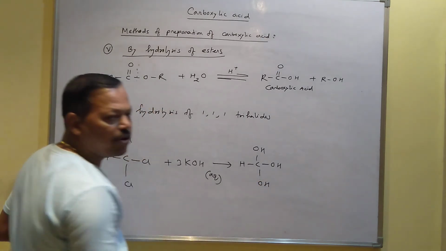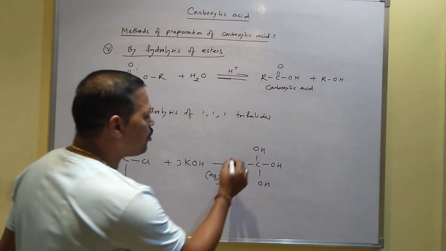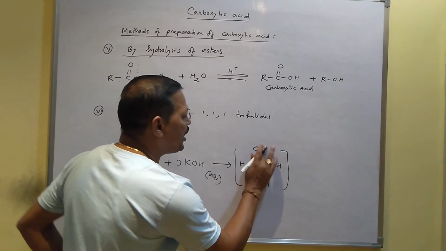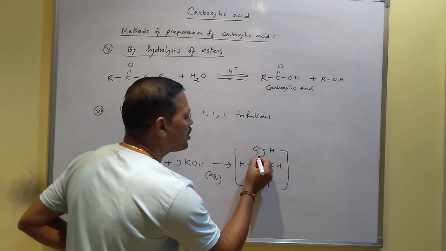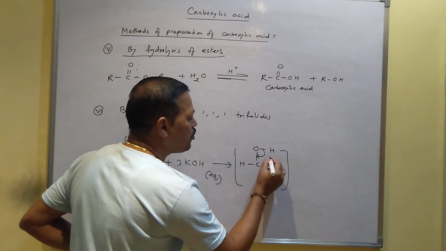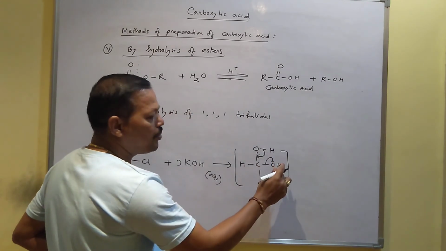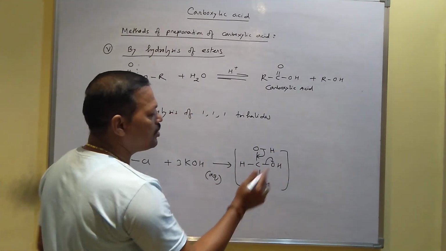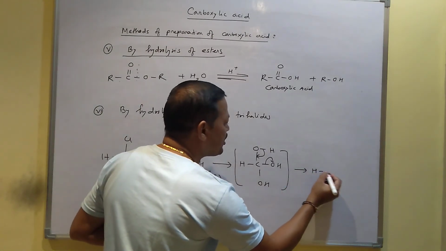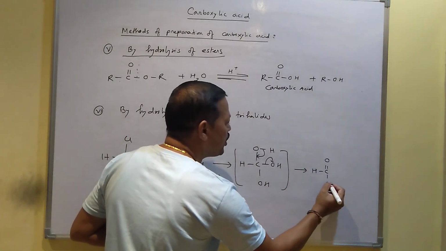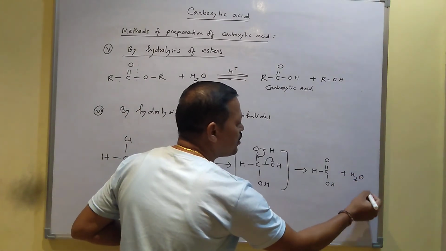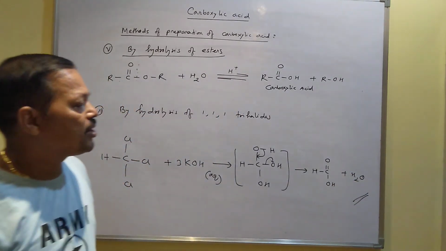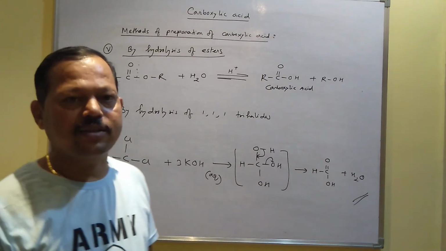But when a carbon contains more than one OH group, the compound becomes unstable and it will break like this. This bond will break. I mean this H plus ion combines with OH minus ion, it produces water, and the remaining part, HC double bond O, OH, gives the carboxylic acid, with side product water. So these are the methods of preparation of carboxylic acid. Thank you.